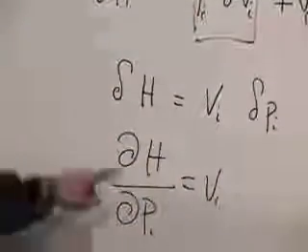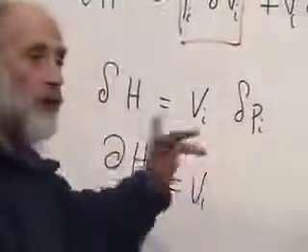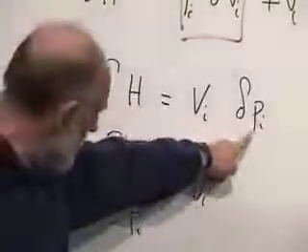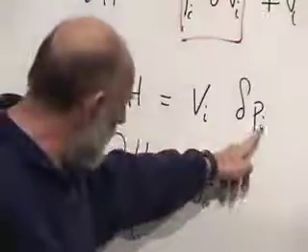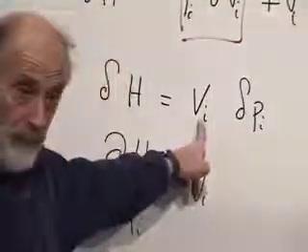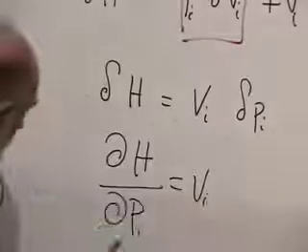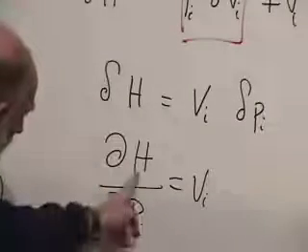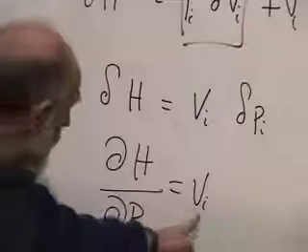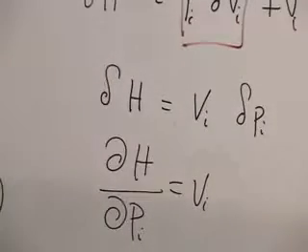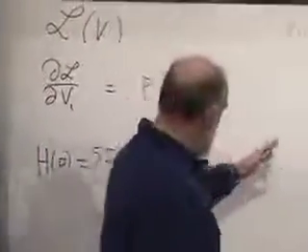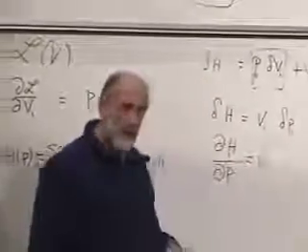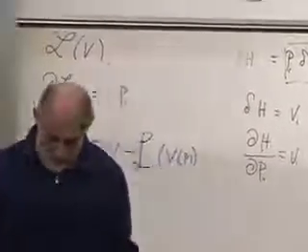In other words, if you only change one of the p's, let's say the third p, the change in h, if you change p sub 3 a little bit, is just v sub 3, keeping all the other p's fixed. So the derivative of h with respect to p sub i is just v sub i. Again, same kind of reciprocity. The dL by dv sub i is p sub i, the dH by dp sub i is v sub i. Completely symmetrically related to each other.